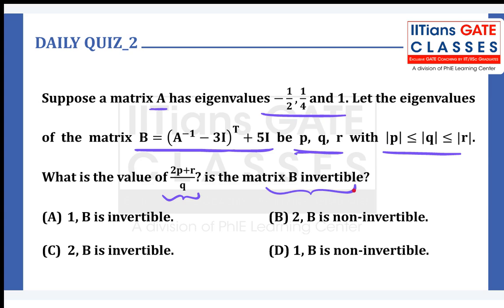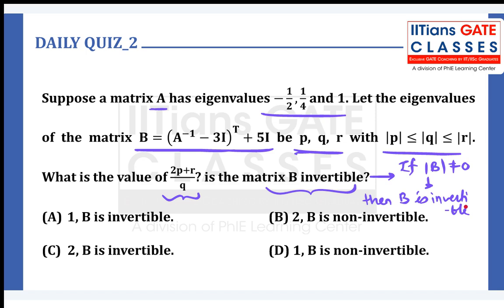Okay, so for matrix B to be invertible, the determinant of this matrix should be non-zero, then we can say the matrix B is invertible, or non-singular. This is the classic definition of existence of inverse for a matrix. The condition is the determinant should be non-zero.